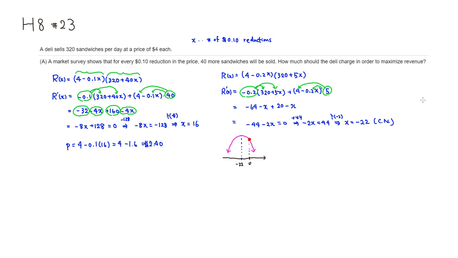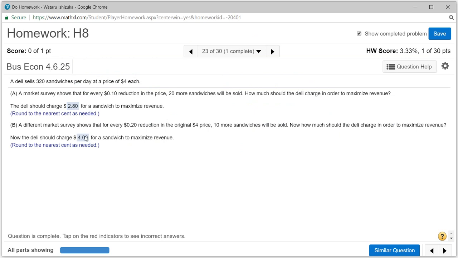Let's see if that's the correct answer. Let's check the answer. Actually, it's already there. So now the deli should charge $4. No reduction is the best way, and $4 will give you the maximum revenue. Unless you can increase the price, we should stay at 4. All right, that's it. I hope that this was clear.